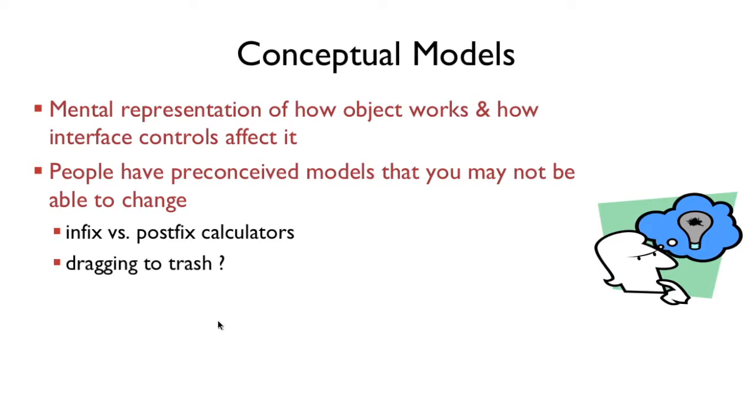Or you can think of the early Mac interface, when you wanted to eject a CD, you would have to drag the CD to the trash can on your Mac interface. And in real life, we don't put things in the trash that we want to keep. We put things in the trash we want to throw away. So that's another example of how people may come to it with a preconceived model that works against your interface.